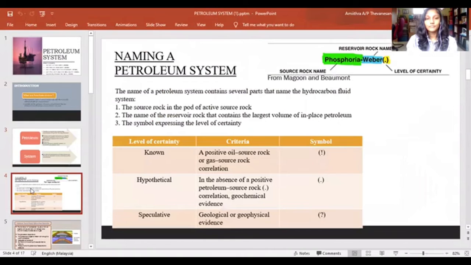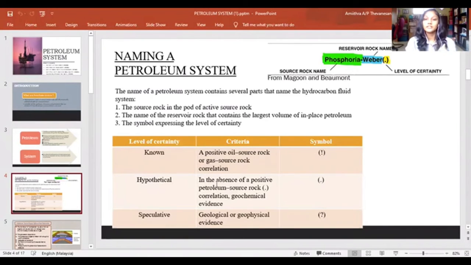So now I'll explain how you name a petroleum system. There are three things you need to know when naming a petroleum system: your source rock name, your reservoir rock name, and also your level of certainty. For level of certainty, we have three types, which are known, hypothetical, and speculative. Known is a positive oil source rock or gas source rock correlation. So to represent known, we use an exclamation mark here.